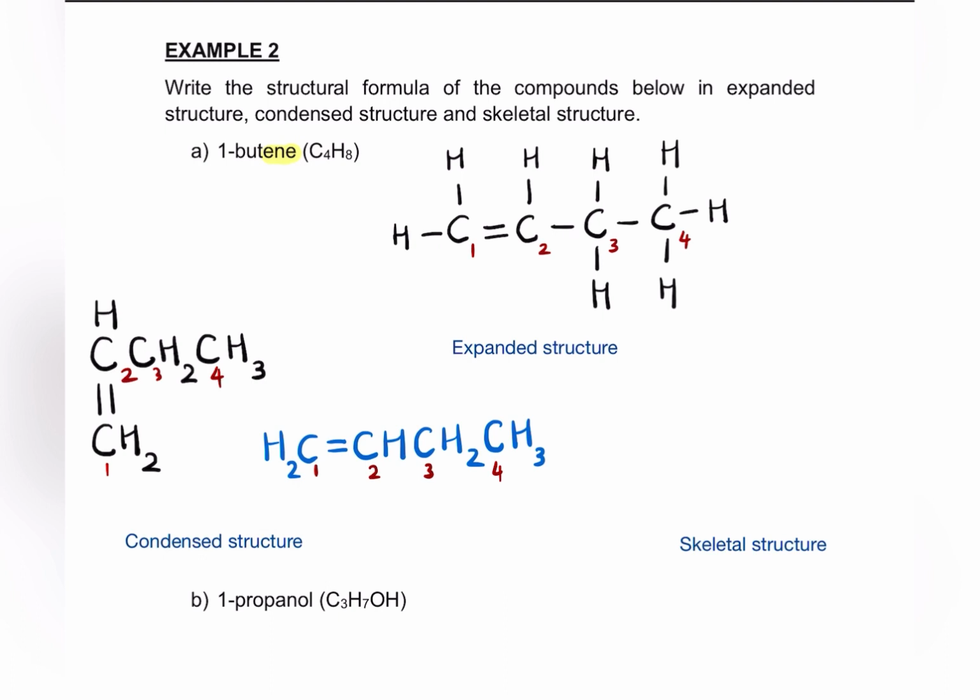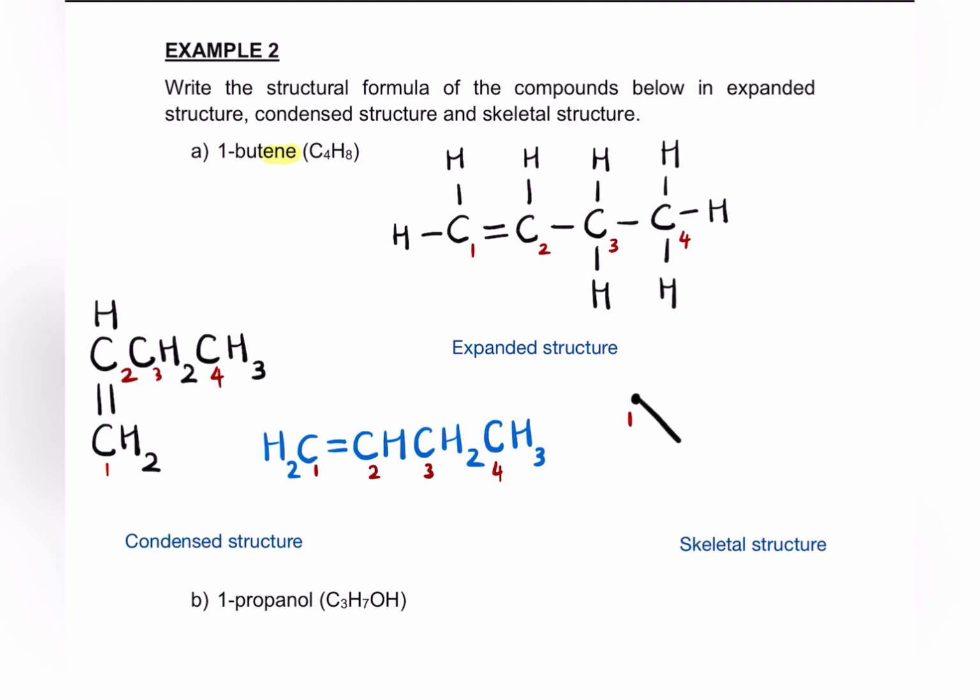So I'm going to start with carbon 1. This is going to be 1 dot. And then this is number 1. Just make sure you put the numbering, you are going the right way. And after that, I got a double bond here between carbon 1 and 2. So we got 2 lines.